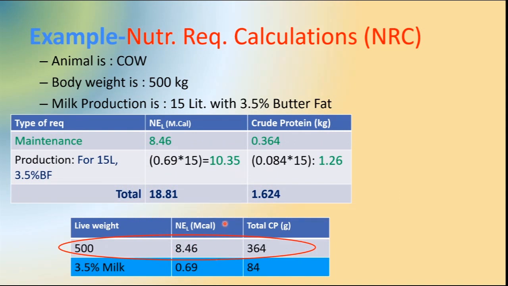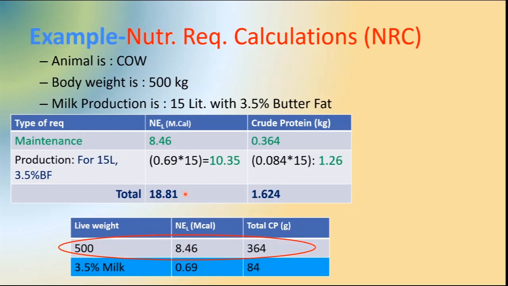So this is an example for the calculation of nutrient requirement where the animal is a cow, body weight is 500 kg, milk production 15 liter with 3.5% butter fat. You can directly take these values from the table, and for production, again these values are available for 1 liter of milk production. If you look at this, there is 3.5% butter fat milk, 0.69 and 84. Simply multiply this 0.69 with the quantity of milk produced, and you will get the total amount of nutrients required for the production.